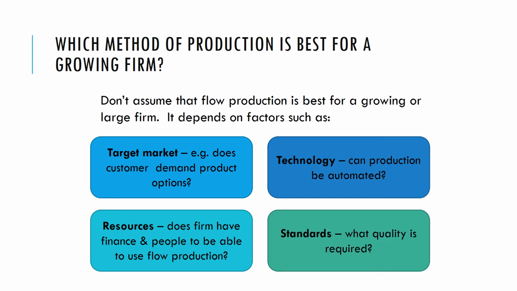And lastly, standards. What quality is required? If it's a very high quality item, that might change the form of production, whereas if quality is not as important, then maybe you might go for a different one.